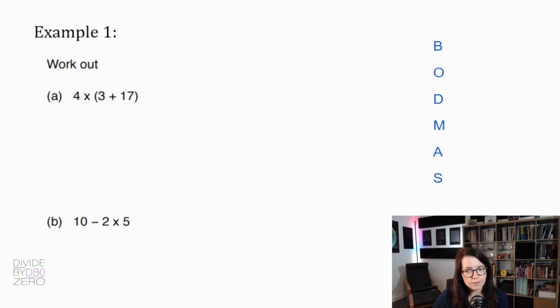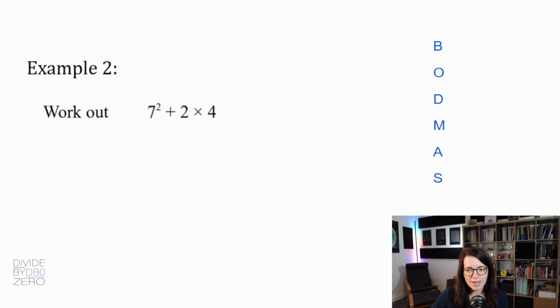Example 1, work out 4 times 3 plus 17. Now, I've got a reminder of BODMAS on the side, and no matter what, brackets always come first. So that's what we would work out first, 3 plus 17 inside the brackets to give 20. And then we've got 4 times 20, 80. Part B, 10 take away 2 times 5. Now, because multiplication comes before addition and subtraction, we need to do that first. So 2 times 5 is 10, and then 10 take away 10 is 0.